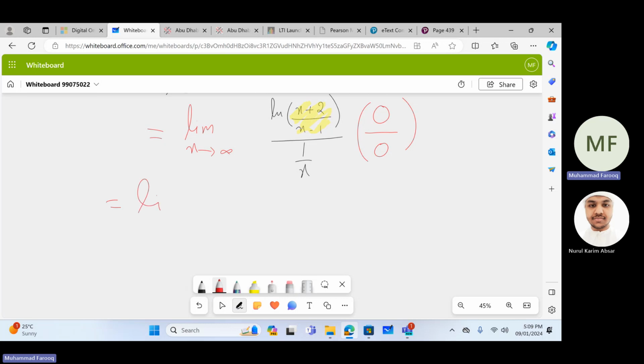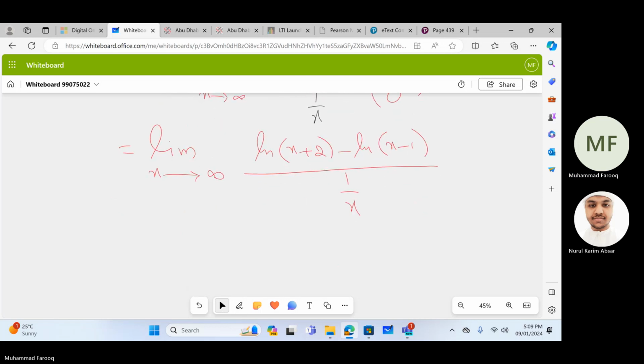So limit x approaches infinity. This one I write how? Ln of x plus 2 minus ln of x minus 1, and this is divided by 1 over x. Very good. I use the log property to make it subtraction. Is it possible? Yes or no? Good. Now you can differentiate. Now it's easy to differentiate this.